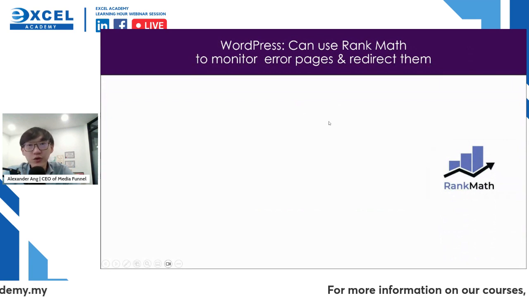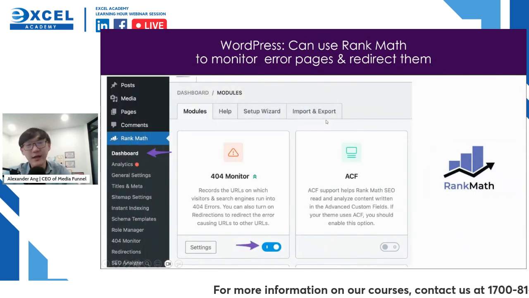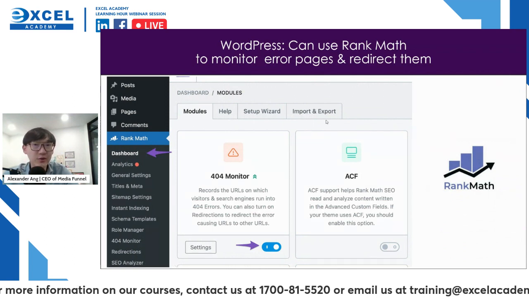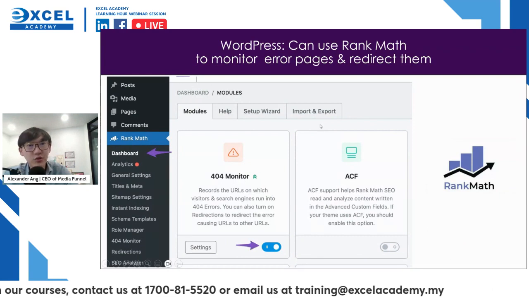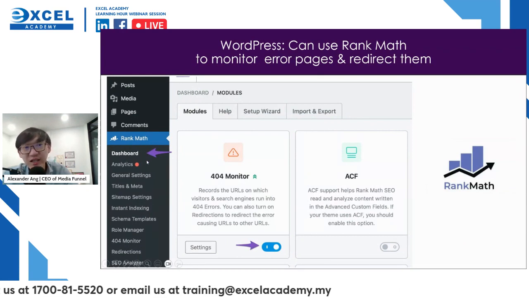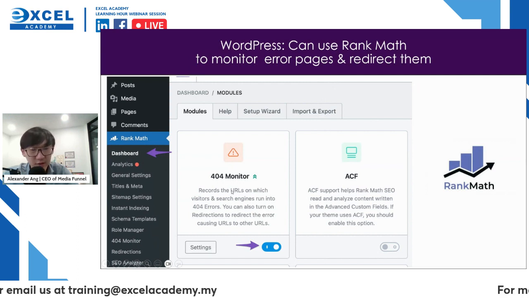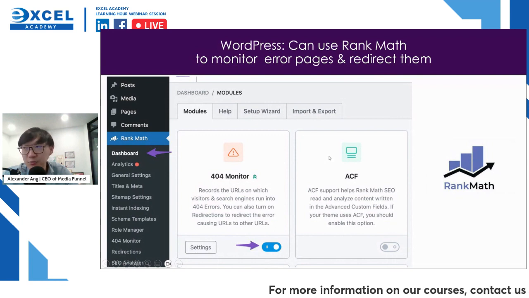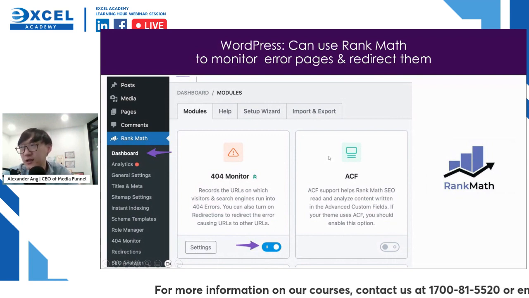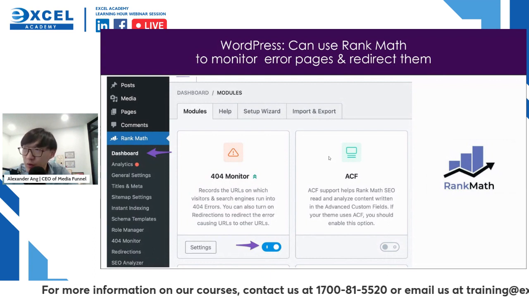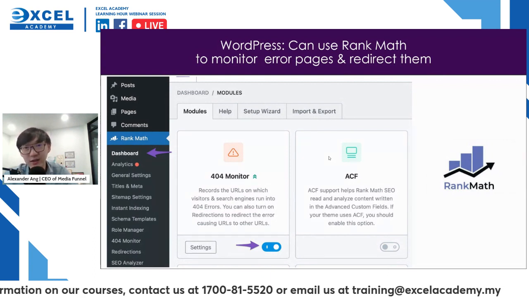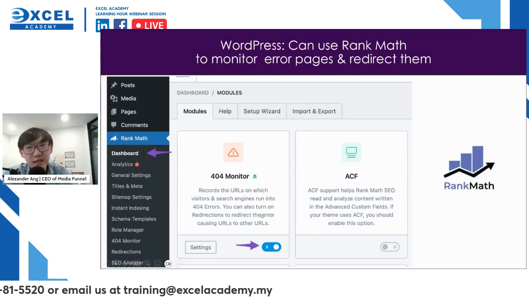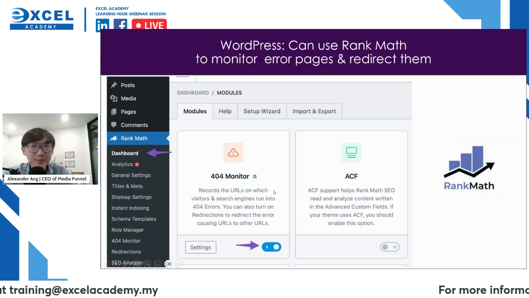Next one. You can also use Rank Math, which is an SEO tool. Of course, you can use other things like All in One SEO, Yoast SEO. These are other plugins that you can use to monitor error pages and do redirection. So this Rank Math is a simplified SEO tool that you can put inside your WordPress. It will simplify your workflow and increase your productivity, because it has a lot of very powerful tools that you can easily click and set up.